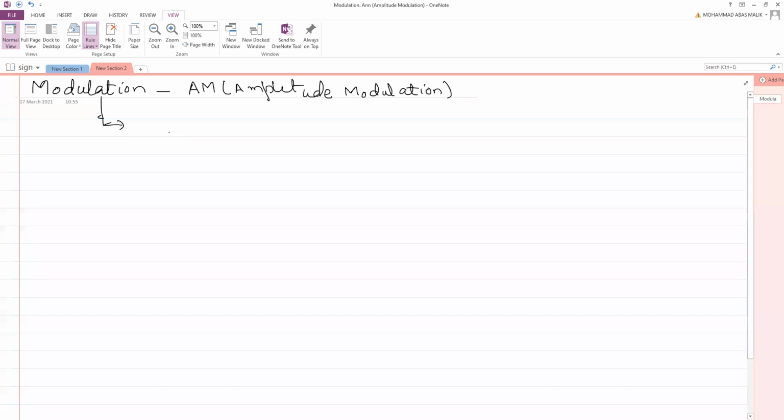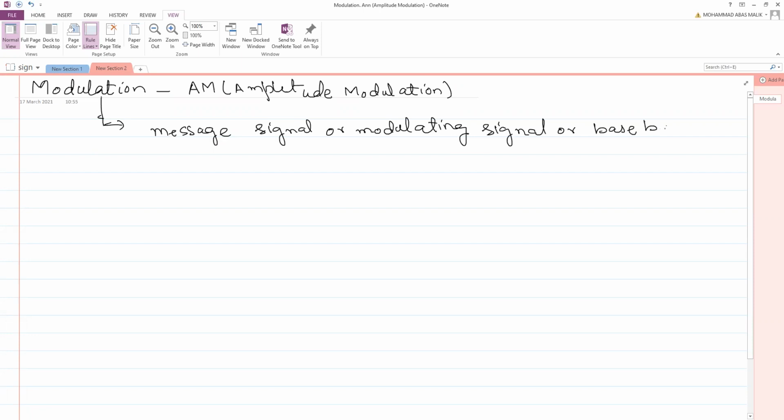So you have two types of signals. One is your message signal, that means the information-carrying signal. That's called a message signal, or modulating signal, or baseband signal. These are all names for the message signal.